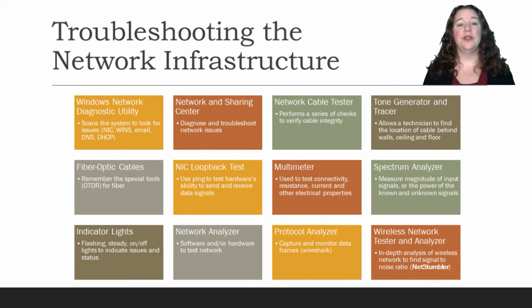All right, so this screen has 12 different things that you can use to troubleshoot your network infrastructure. So your network is in place, everything's working fine, and someone calls you and says, this stopped working. You need to know about all 12 of these to know what options you have available to fix it, to go find the problem.